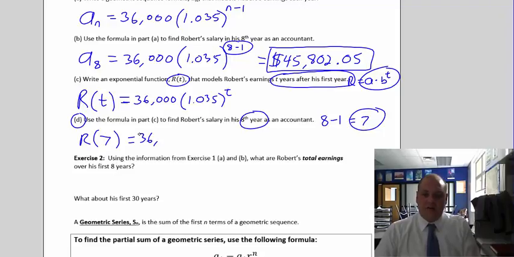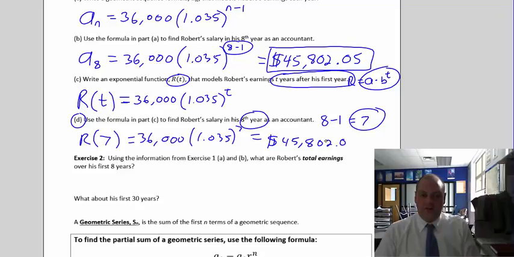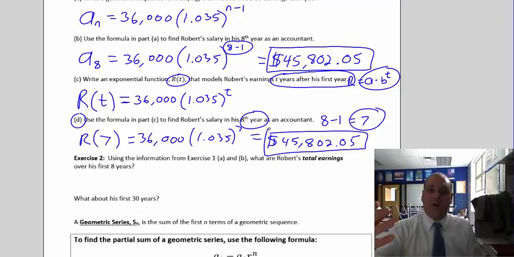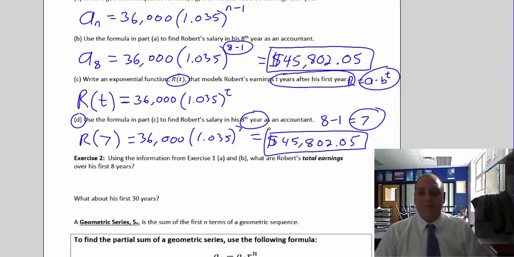So it's going to be 36,000 times 1.035 to the 7th, but that's going to be the 8th year. All right, again, that's going to be the same amount, 45,802.05. All right, that should not change. So that's kind of the relationship between a sequence and an exponential function.